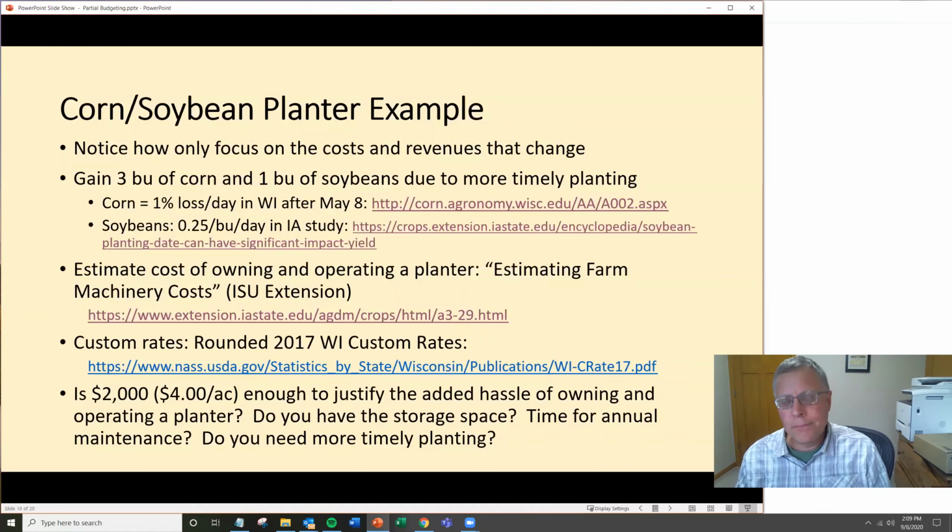Every few years there's a custom rate survey done. In Wisconsin, that's done every 2 to 3 to 4 years, and that's used to get these rates from. Some states like Iowa spend the money and do it every year. And then you get these numbers.